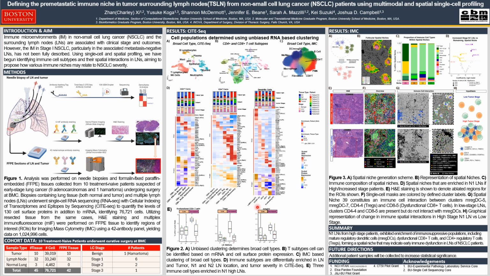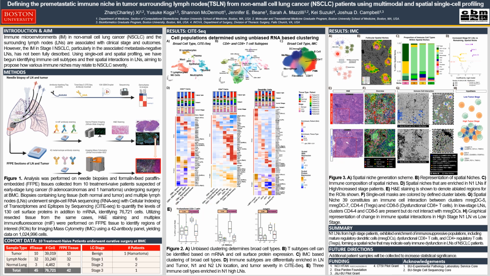So using imaging mass cytometry, in the IMC data, we want to see how these cells interact with each other, whether these dysfunctional CD8 T cells are interacting with any of these cells, and how they might have appeared in the lymph nodes.